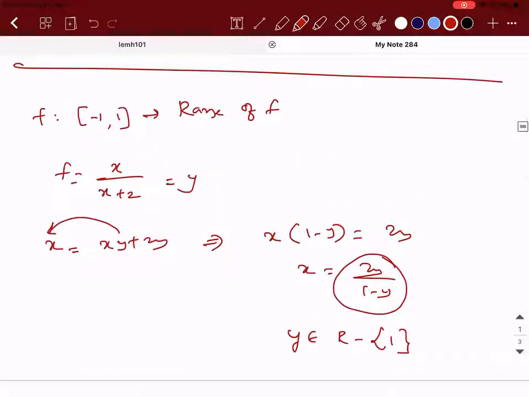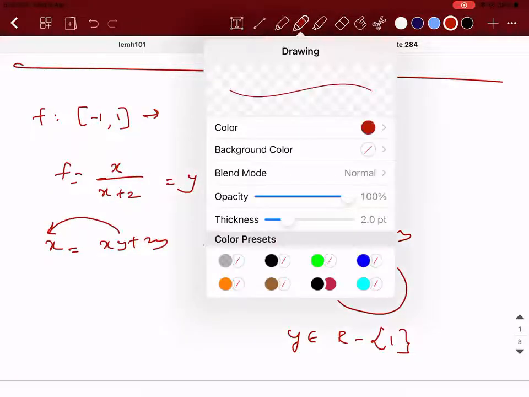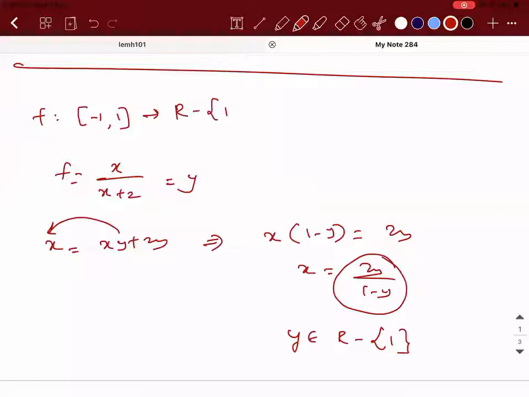So, unfortunately, what is happening? The function is 1-to-1 in the real number system, but it is not onto in the case of real number system. So R minus 1 is required. So for that to happen, what should be the inverse? So the range is R minus 1. Any doubt in this?